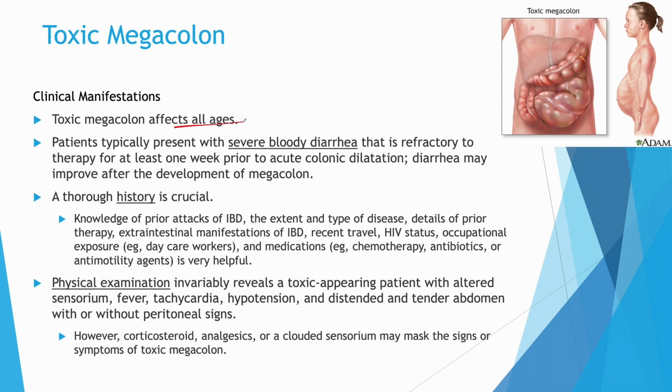It can affect all ages, usually with severe bloody diarrhea, as we mentioned, and abdominal distension. Look at that. It just doesn't have anywhere to grow. You have to ask about IBD, potential recent antibiotic use, chemotherapy, antimotility agents. On physical exam, usually a toxic appearance, hence the toxic in megacolon, and it really is a megacolon, it's gigantic. They're usually kind of out of it. They have an altered sensorium, fever, and peritoneal signs plus or minus.